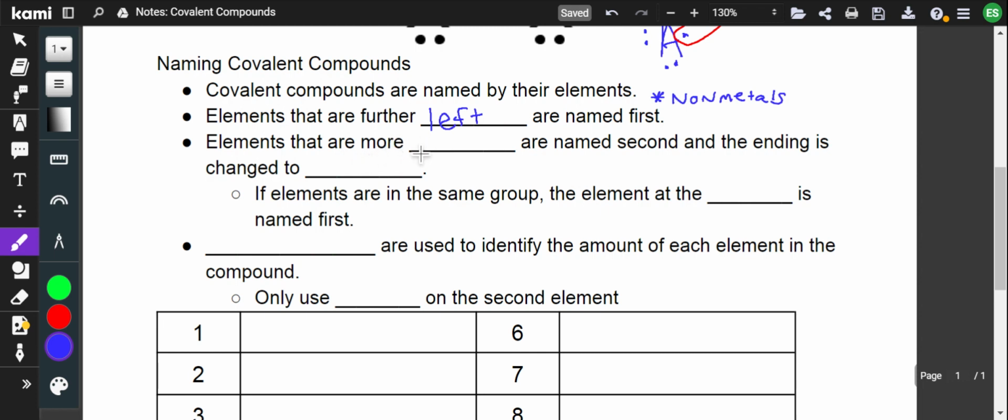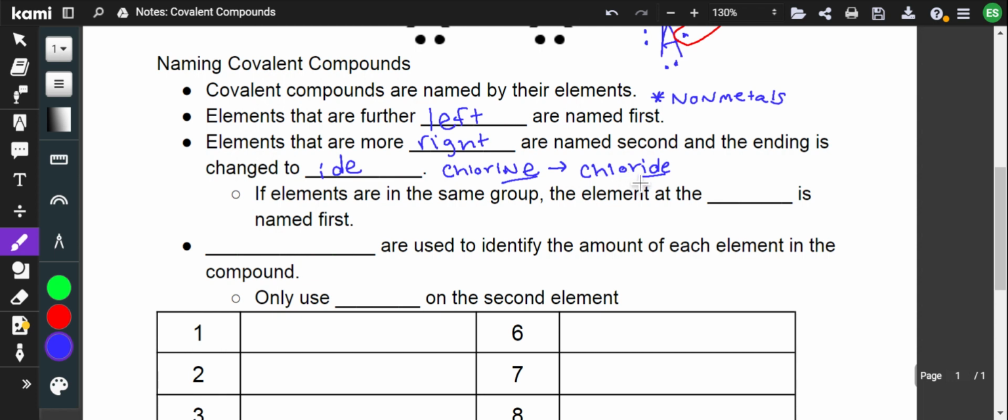Elements that are further left are named first. Elements that are more to the right are named second. But the difference here is that their ending is changed to IDE. So, as an example, something like the element chlorine, CHLORINE, that ending would change to chloride, CHLORIDE. See, that ending has changed there. That's the only difference. So elements that are further left are named first, elements at the right are named second, and that ending is changed to IDE.